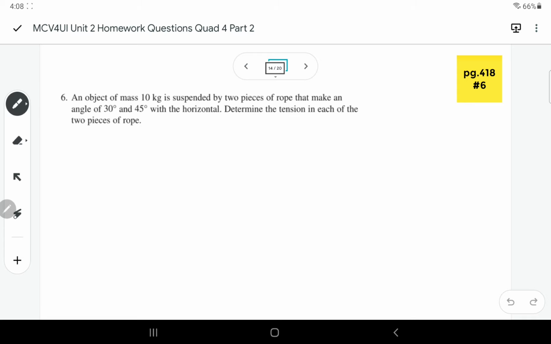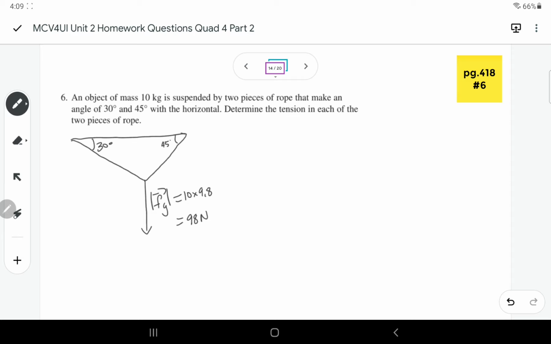Here we've got an object with a mass of 10 kilograms. Next one is page 418, number 6. And this is one of those tension questions. We're always going to set this up the same way. We've got the force of gravity going down, and the magnitude of that is 10 times 9.8, so 98 newtons going down. And we have two different ropes. One makes a 30-degree angle, and one makes a 45-degree angle.